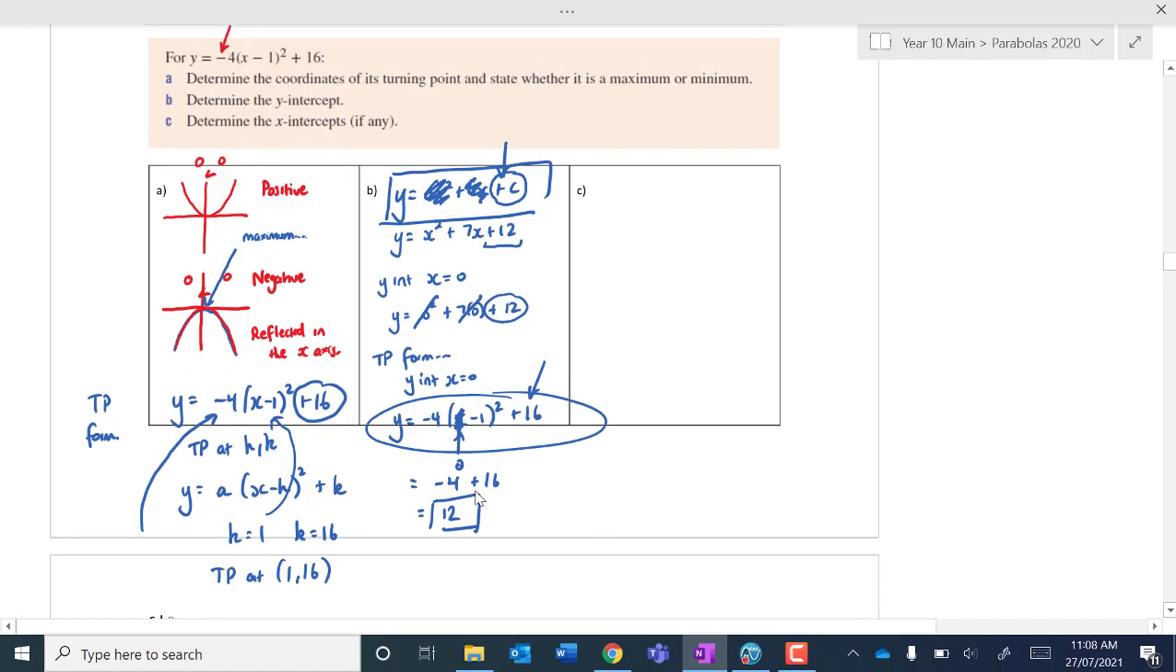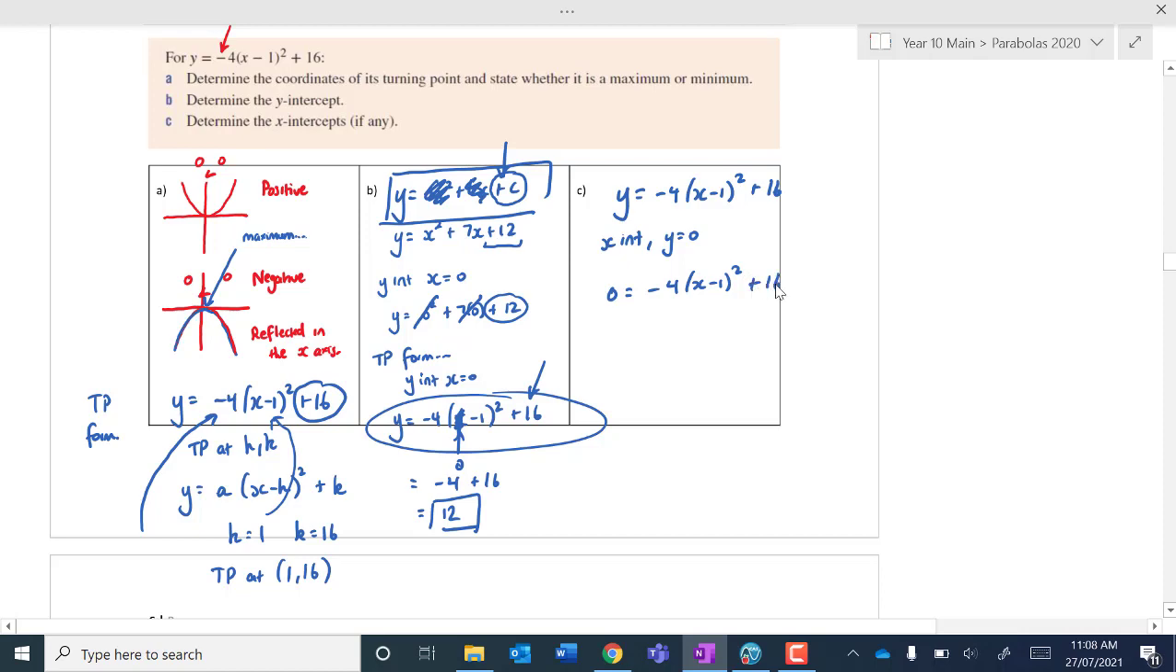Determine the x-intercepts. Well, before we've been used to factorising. We don't factorise in this case. Let's do, again, we've got y = -4(x - 1)² + 16. Well, for the x-intercepts, again, y is equal to 0. But this time, we've got this. 0 is equal to that. Now let's go ahead and solve this. I want to solve this for x.